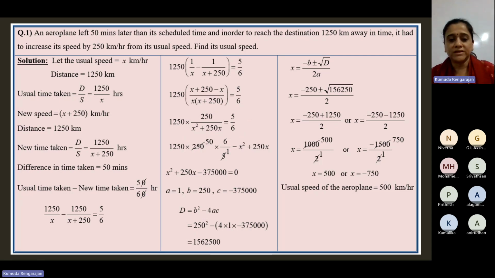Then cancel and all that, and this is the equation. Multiply, and this is the equation. Now it's pretty large to split the middle term, so use the quadratic formula. You know the value of A is 1, B is 250, and C is minus 3,75,000. Find the discriminant, B square minus 4AC. Then the formula is x is equal to minus B plus or minus root D by 2A. What is A? 1. So 2A meaning 2 into 1, which is 2.